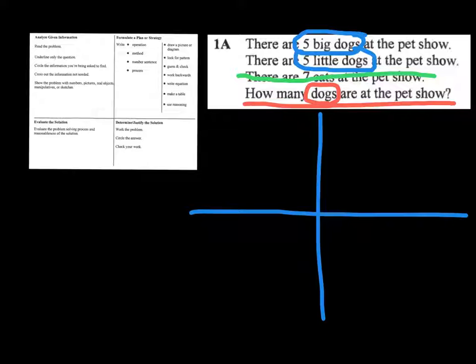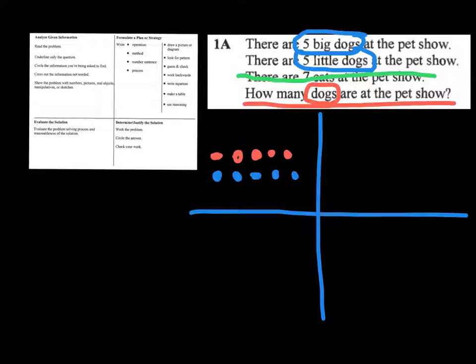So maybe I draw 5 big dogs, for instance. And then I come back and I say, oh, there's 5 little dogs too. And I could draw actual pictures if I want, but I try to tell my kiddos, draw something simple. Don't worry about your overall details in this step. Then I'm going to go over to my plan.